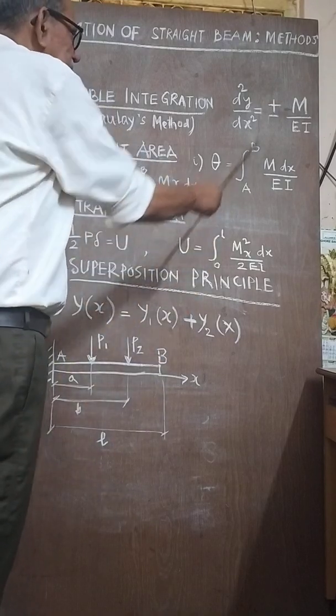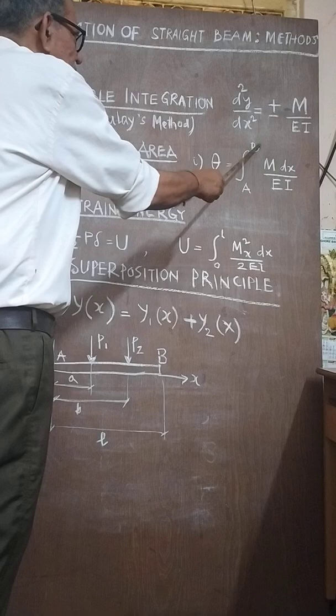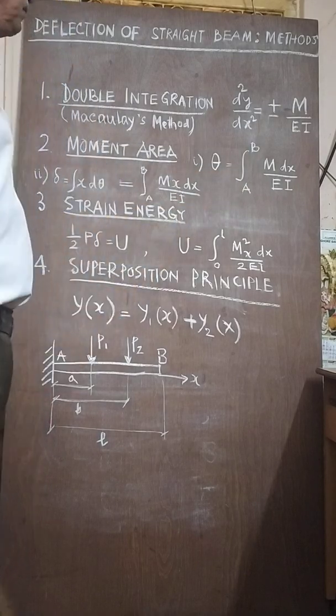Deflection of B with respect to A. So there is a relation between B and A. Whatever we find at B in relation to A, first we have to find the slope.